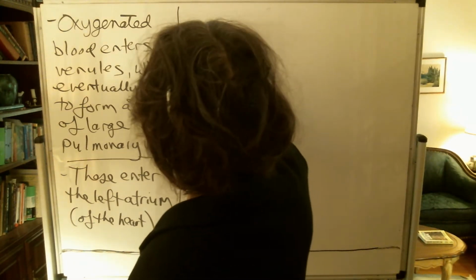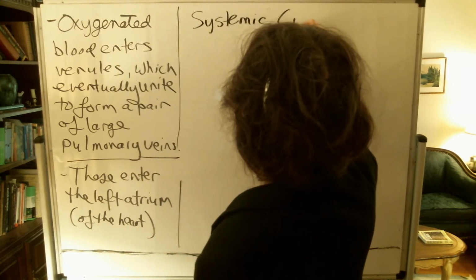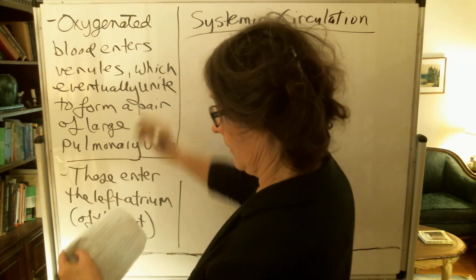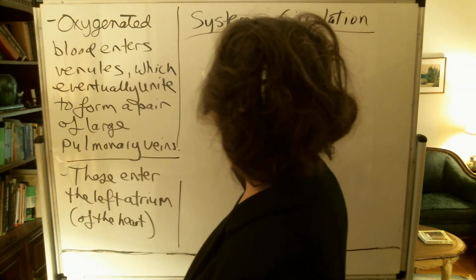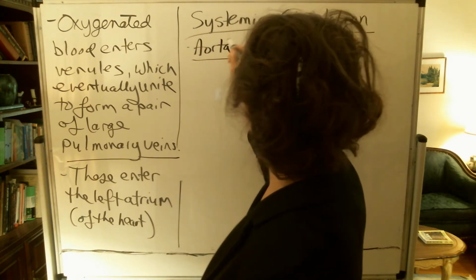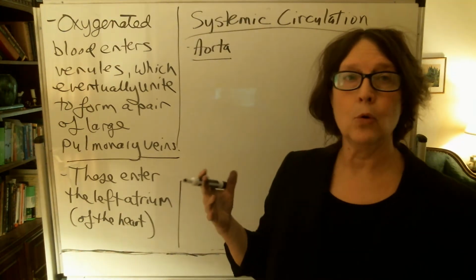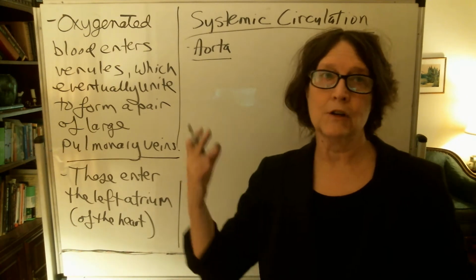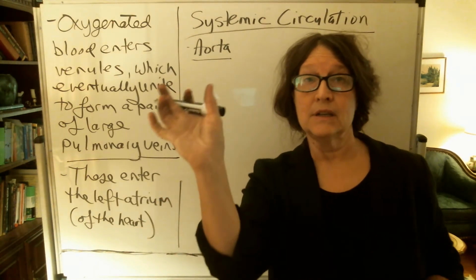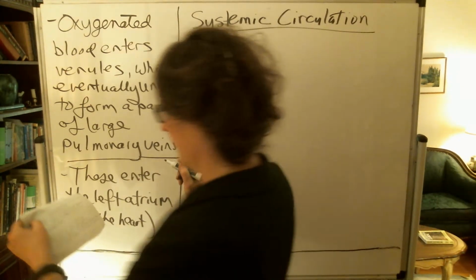Okay, so now we are moving on to systemic circulation. So, systemic circulation, of course, begins with the aorta. And the aorta is such an important blood vessel that we actually break it up into different parts. The vessel is continuous, but we name different sections of it different things just for our own convenience, basically.